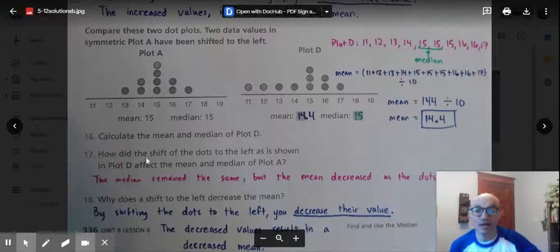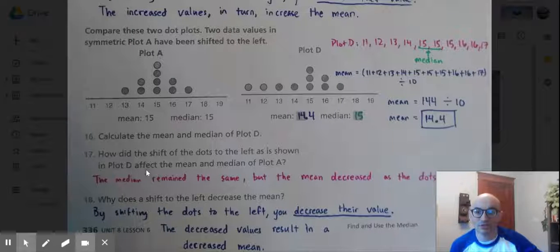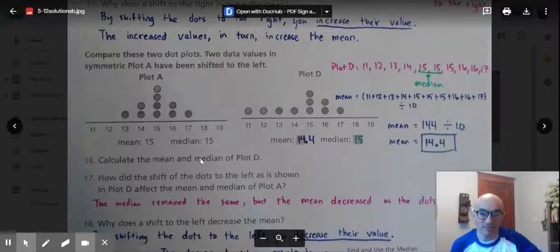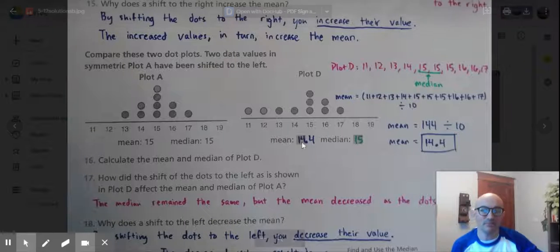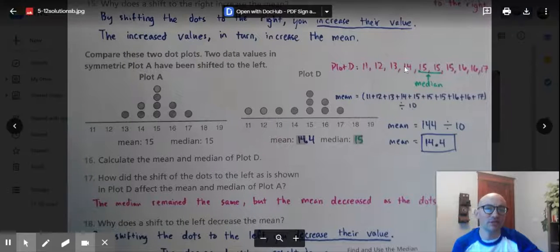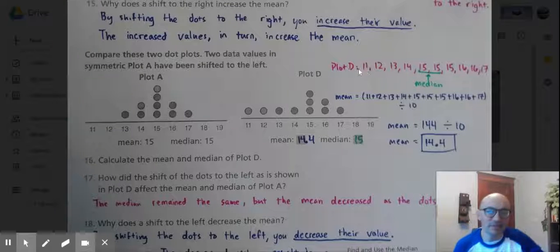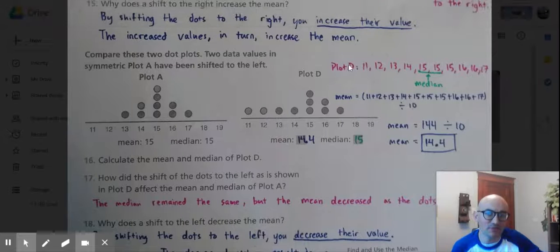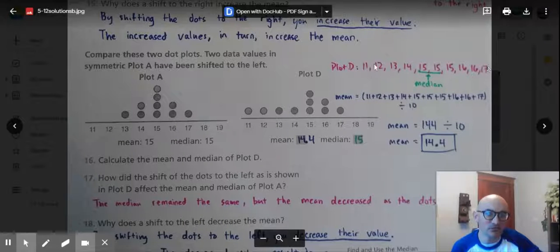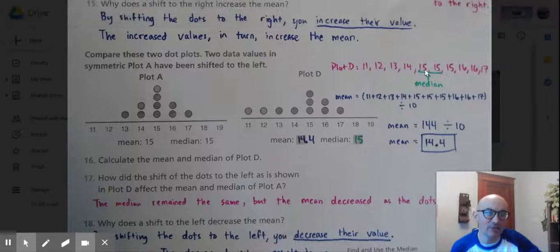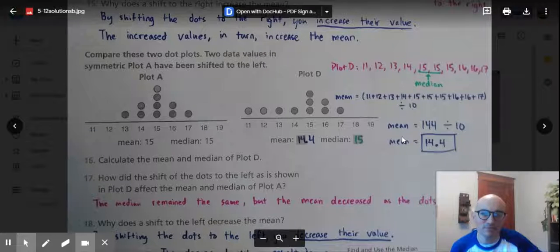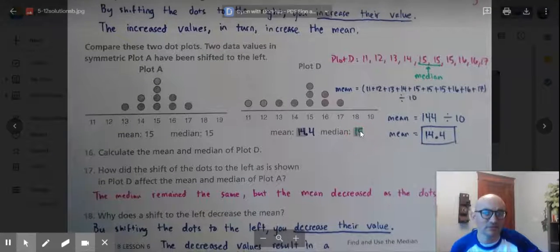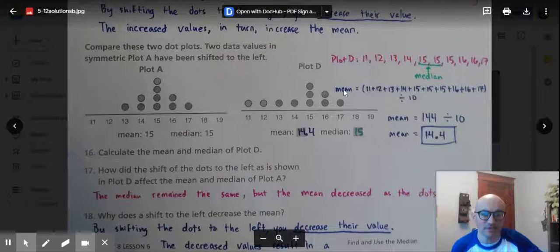How did the shift in the dots to the left, as is shown in plot B, affect the mean and the median of plot A? Oh, I'm sorry, I skipped calculating the mean and median. So mean and median are calculated right up here for plot D. For plot D, I just list my values from my data set, 11, 12, 13, 14, and so on. I list them all in order from smallest to largest, and I find the middle value, which is 15. That's my median. I don't have to do anything else. That's all I have to do. Write it down just like that.